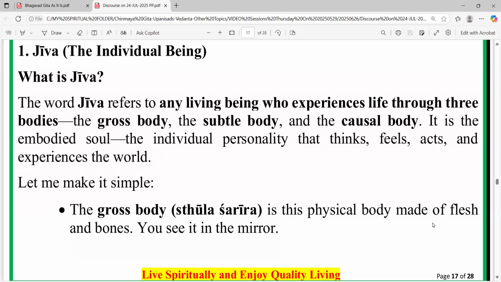Number one, the word jeev refers to any living being who experiences life through three bodies. And what are those? The gross body, the subtle body, and the causal body, which we already discussed. It is the embodied soul, the individual personality that thinks, feels, acts, and experiences the world.